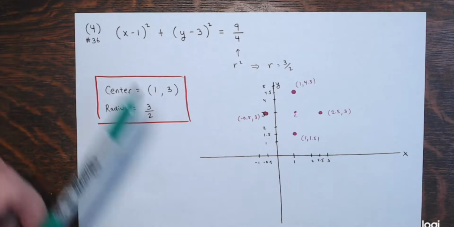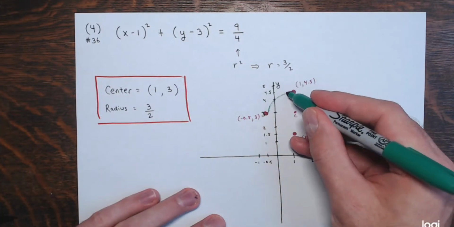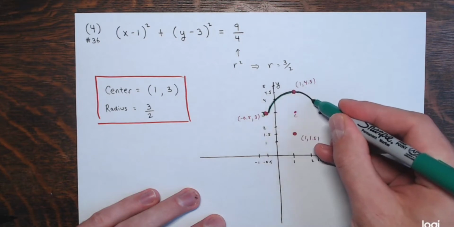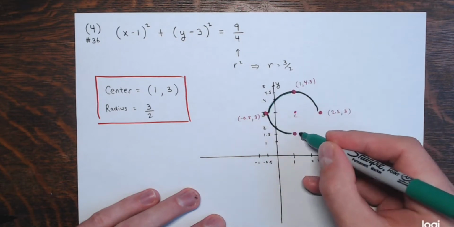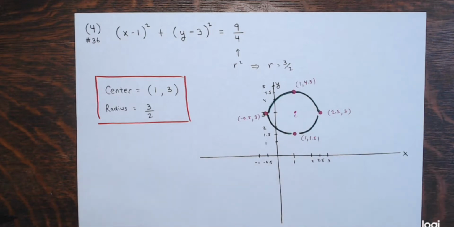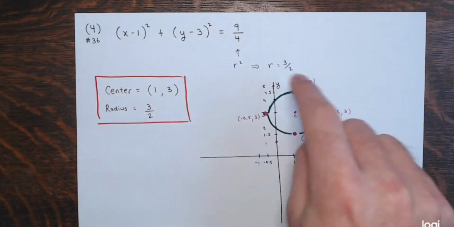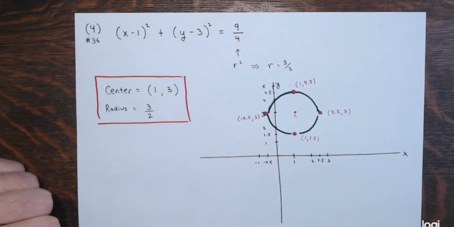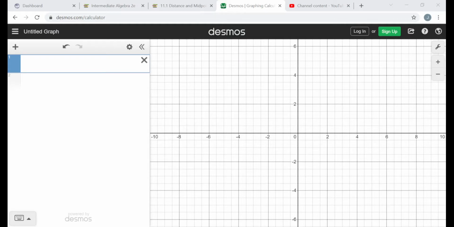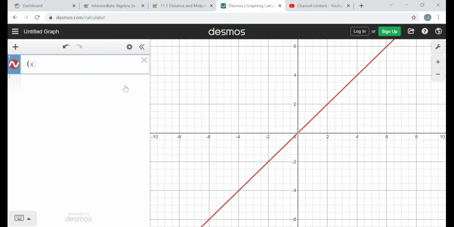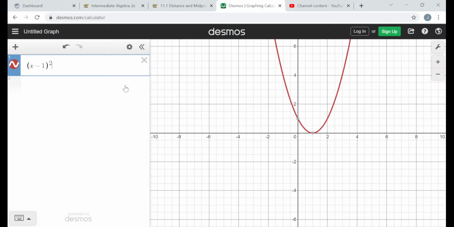And I can make a rough sketch of a circle with these 4 points. Again, trying my best to make it circular looking. And there you go. And again, just to double check my work, I'm going to enter the equation we were given, see that these 4 points show up, and look circular. Alright, so the equation we were given here is x minus 1 squared plus y minus 3 squared equals 2.25, 9/4, you can put 9/4.